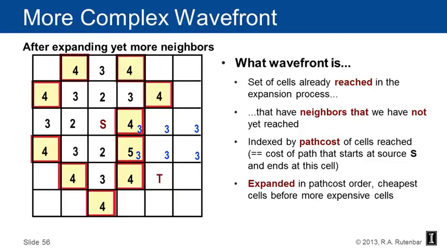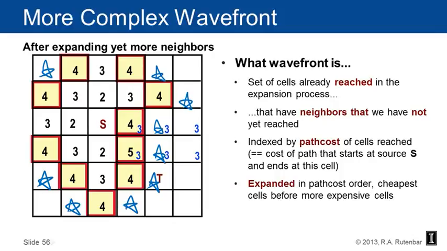So the wavefront is the set of cells that have already been reached in the expansion process that have neighbors that we have not reached. Again, I'm going to draw little stars for the neighbors that we have not reached. Again, I hit the target, that's happy. The wavefront are the cells we've reached and labeled with a path cost. Their neighbors are the cells we have not reached. We index the wavefront cells by their path cost. So in this particular example, there are some 4s in the wavefront, and there are some 5s in the wavefront. They don't all cost the same thing.